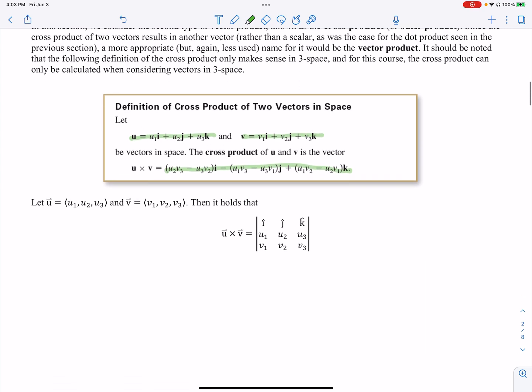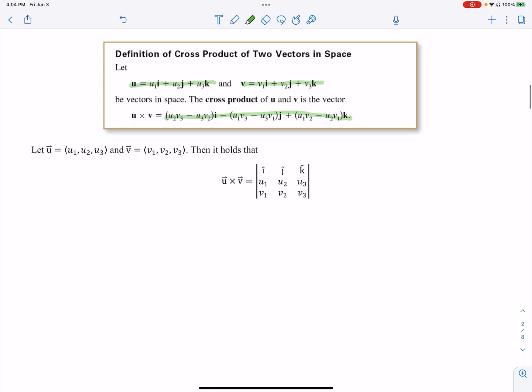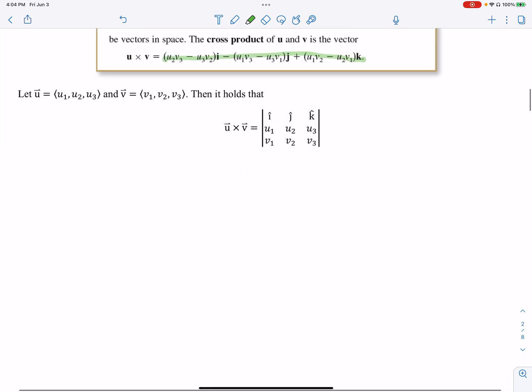So we actually have an algorithm. Algorithm means a method, right? A method to derive something, and it actually has to do with the determinant. If I write my u cross v like this in a determinant, right? I have u cross v. That's how we say that.